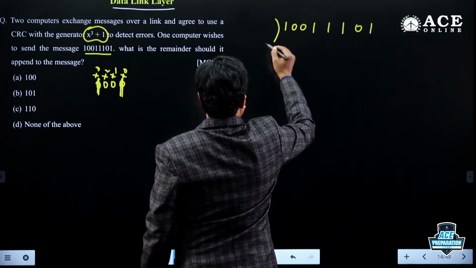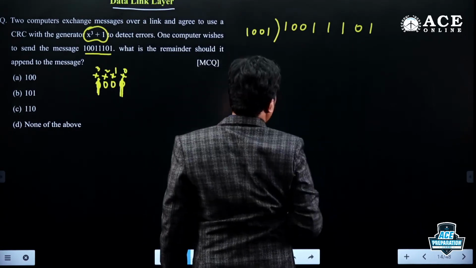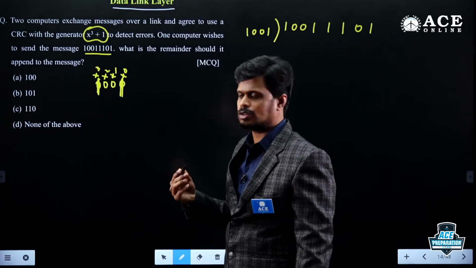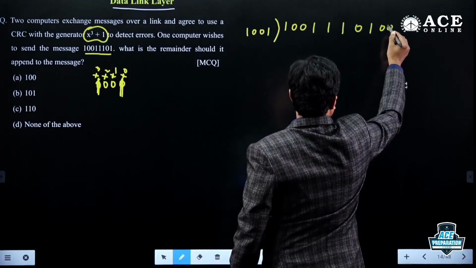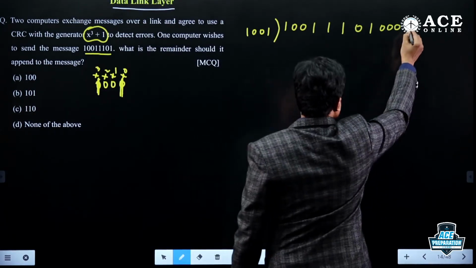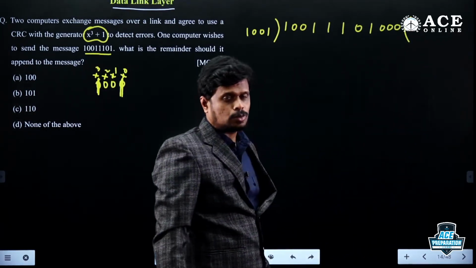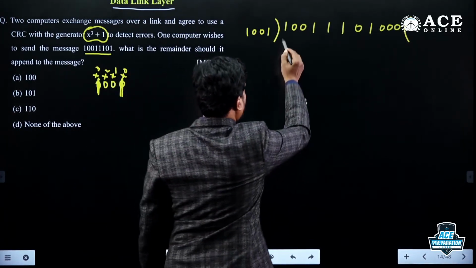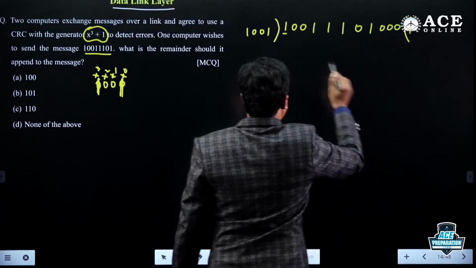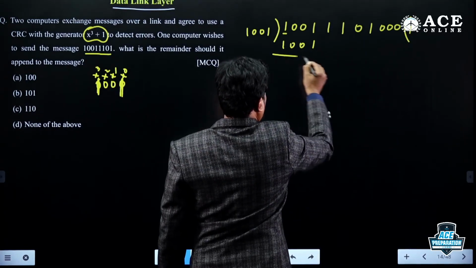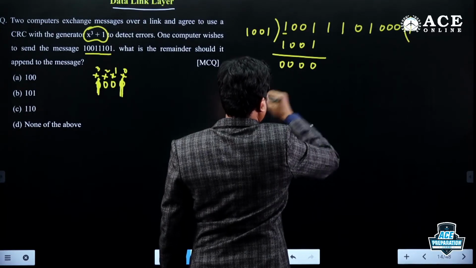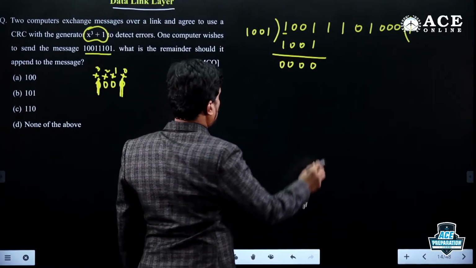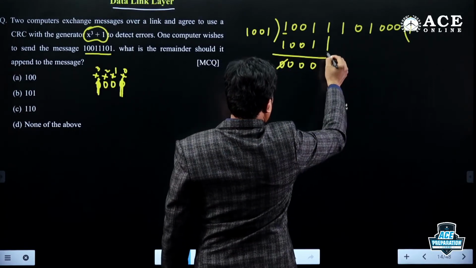Since this is a 4-bit length, we need to append 3 zeros to the m of x. So 3 zeros we need to append to the m of x, right? Then we can start the modulo 2 division technique. Modulo 2 division always concentrates on the MSB bit. What is the MSB bit here? 1, so the quotient is 1. 1 into 1001 is 1001. Now this is 0, 0, 0, 0. So we are performing the XOR operation. Now this bit is negligible, then we can add this 1 here.